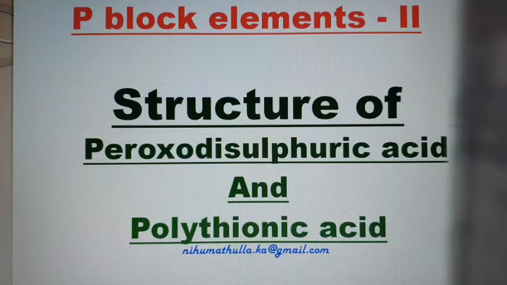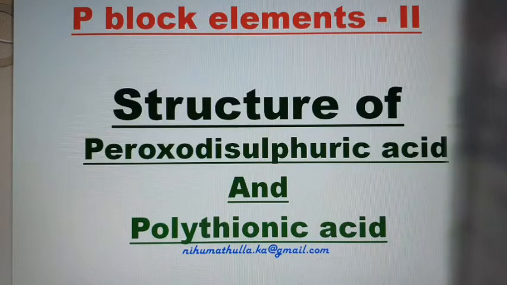In this video, we are going to see the structure of peroxo disulfuric acid and polythionic acid. Peroxo disulfuric acid molecular formula H2S2O8. Peroxo, that word indicates a peroxide structure in between two sulfur atoms. The two sulfur atoms are linked by a peroxo structure.